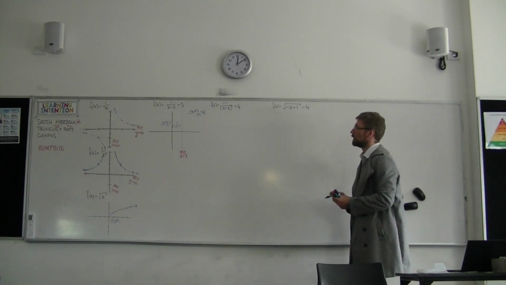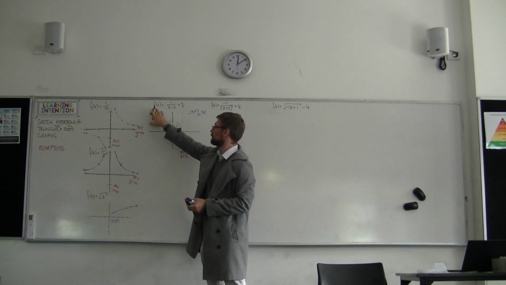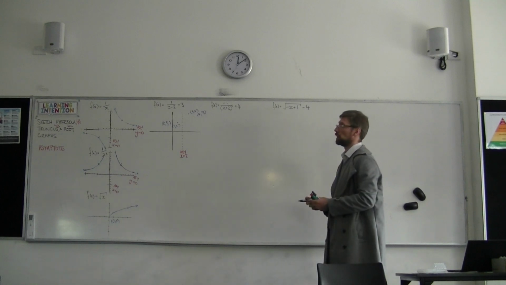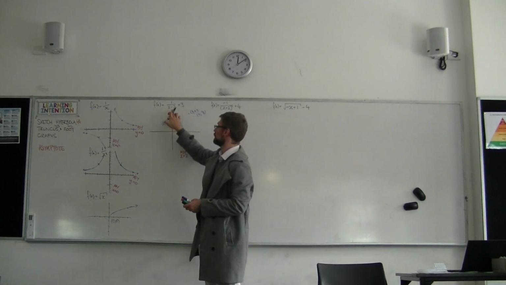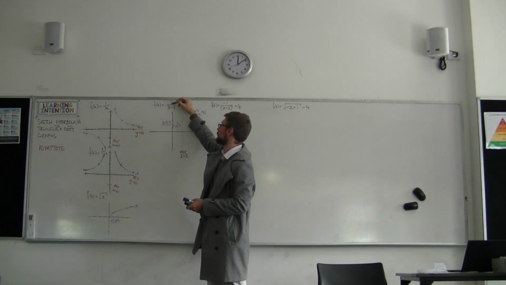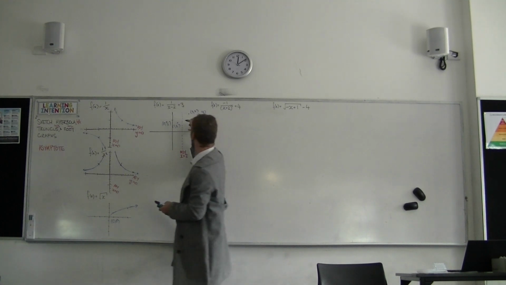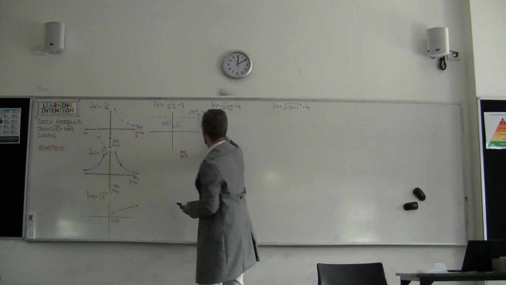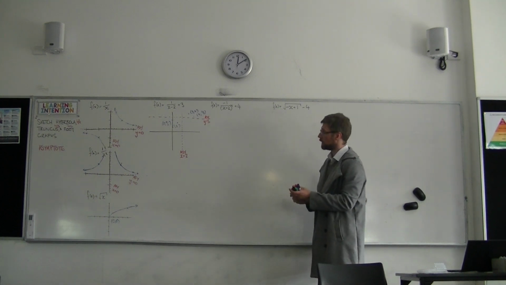horizontal asymptote. Okay, well, what value can I never reach with this equation? 3. Why? Because you're plussing 3. I need something plus 3 to equal 3. That means something has to equal 0, which means 1 divided by something has to equal 0, but that doesn't happen. So we get the asymptote y equals 3, which is h and k.